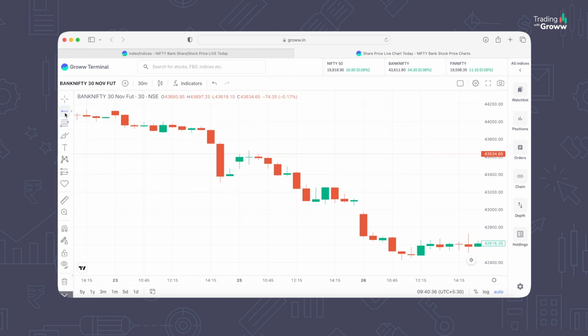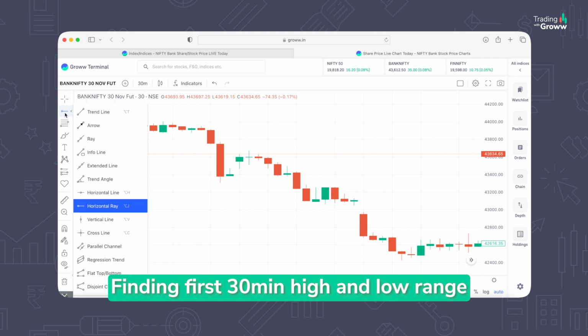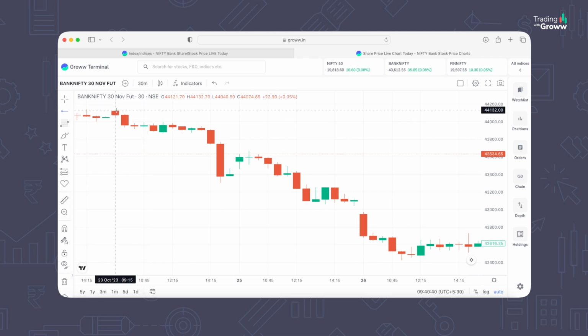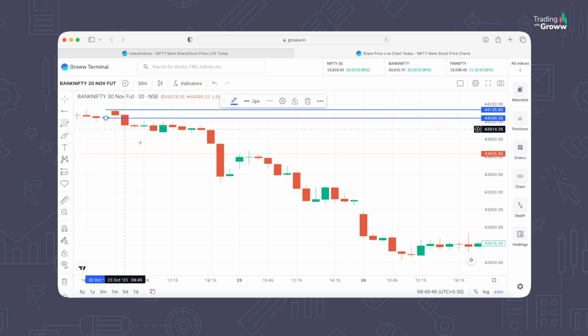What we have to observe is the first 30 minutes high and low range. So this is the 9:15 candle. I'm placing the first 30 minutes high. This is the first 30 minutes high level, and this is the first 30 minutes low level. So our high and low levels are our range breakout levels.